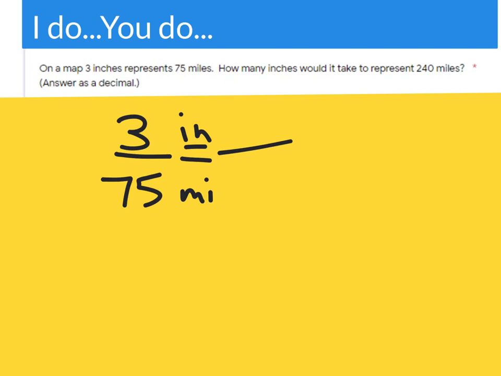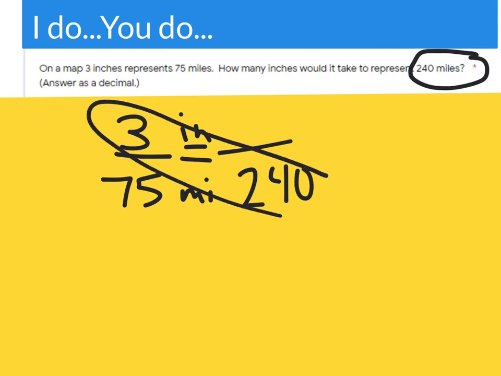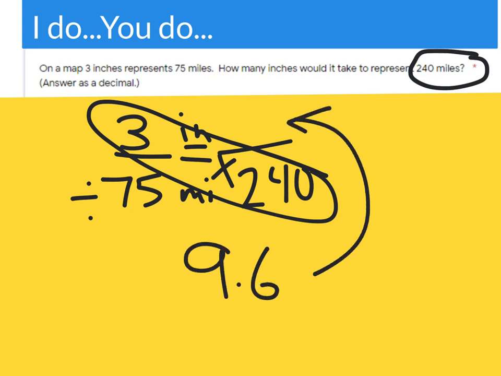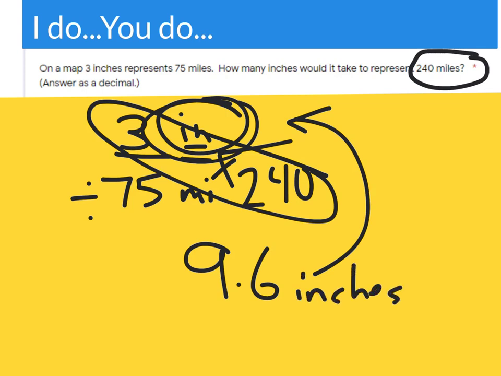have to do is locate what I need to know, which is what is 240 miles. So I'm not going to put that on top. That's the inches. I'm going to put it on the bottom because the labels match. So 3 inches is to 75 miles, as some unknown that I don't know yet is to 240 miles. So again, I multiply my diagonals and I divide by the other one, and I get 9.6. And remember, I already know the label because it's right up here, so the label is 9.6 inches.